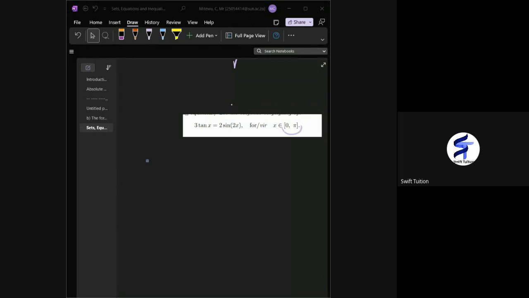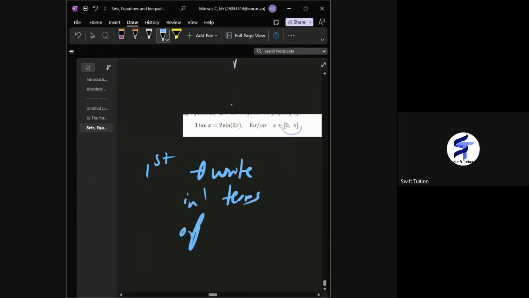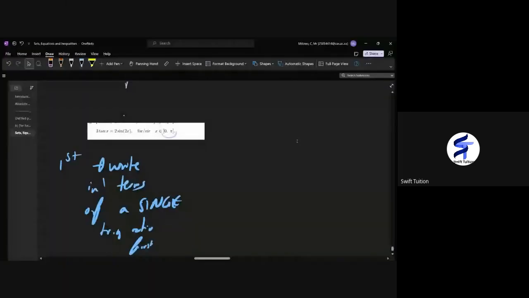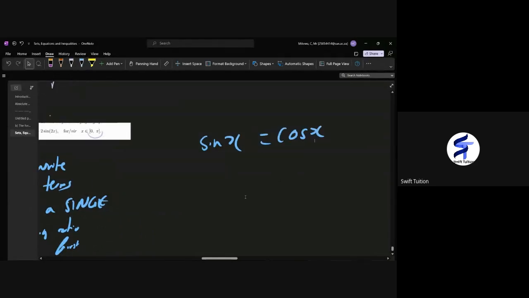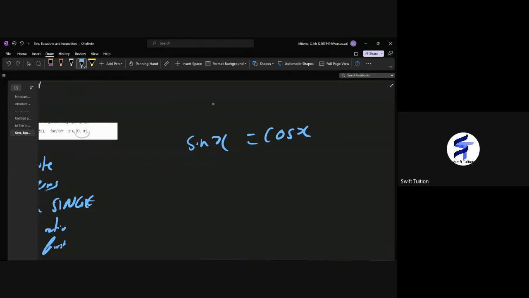So the first way is to write in terms of a single trig ratio first, right? What do I mean by that? Let's say the question said sine of x is equal to cosine of x, right? So they said solve for x when sine of x is equal to cosine of x. This is literally all they give you.